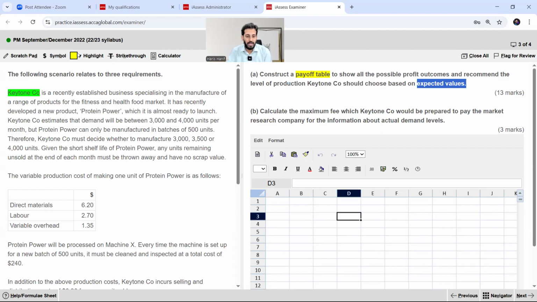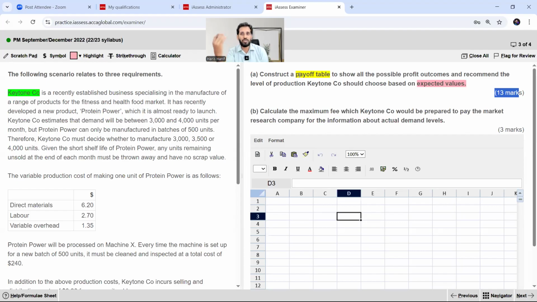Now you might have heard that there is risk seeker, risk averse, risk neutral, and that is maximax, maximin, and expected values. So I am pretty sure that you have covered all the basic topical lectures, and now let's start constructing a payoff table.